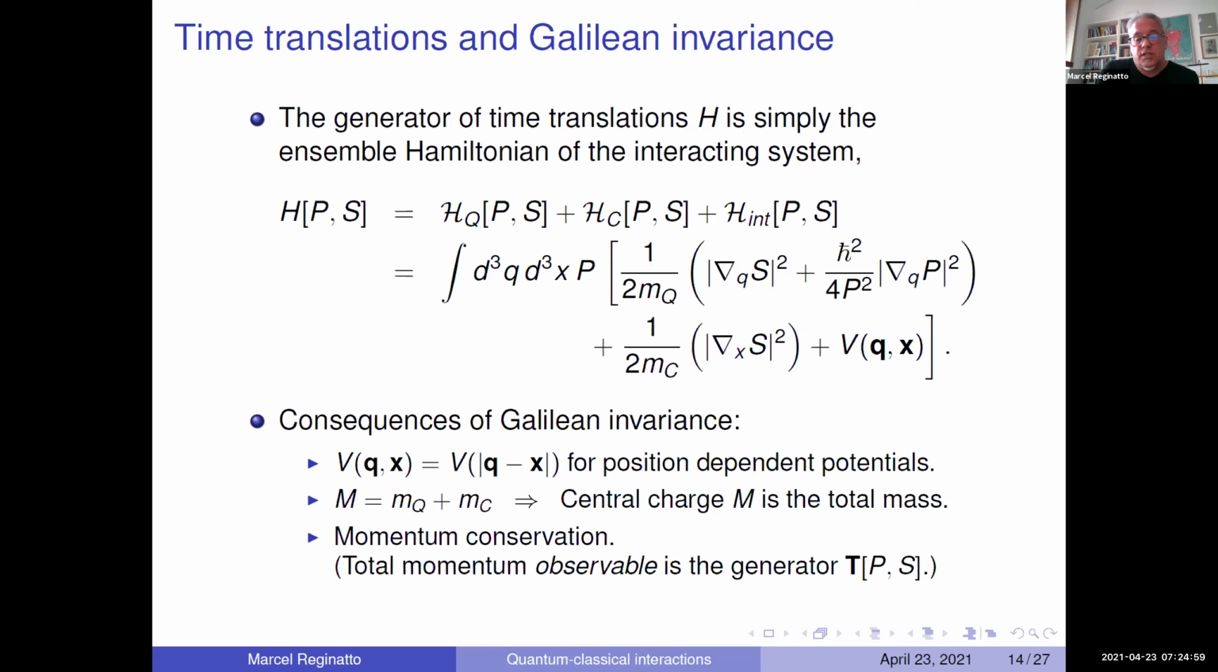The central charge is just the sum of the masses, and you trivially get momentum conservation because your generator of space translations is also your total momentum observable. So you immediately reproduce what you get for either a purely classical or purely quantum system.